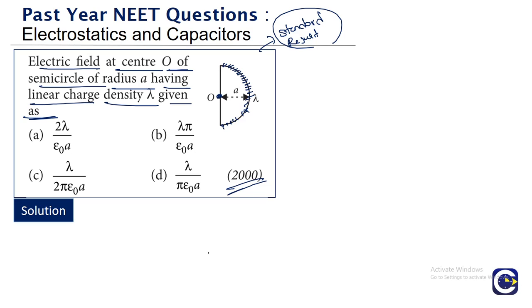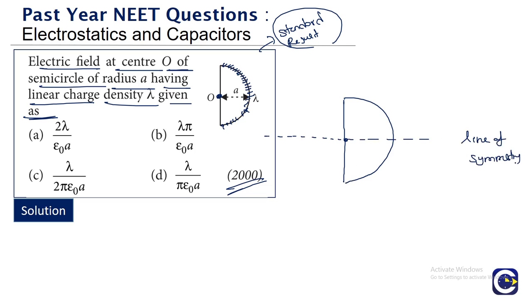Now, if you look at the semicircle, let us look at this center line. This is what? The line of symmetry. We'll see what is the use of this line of symmetry also.